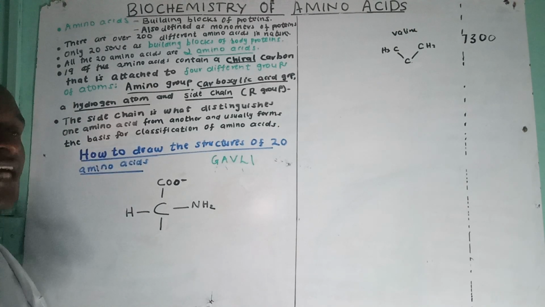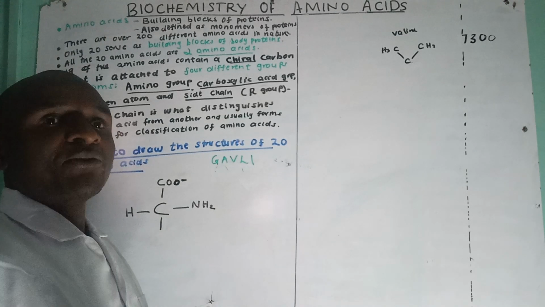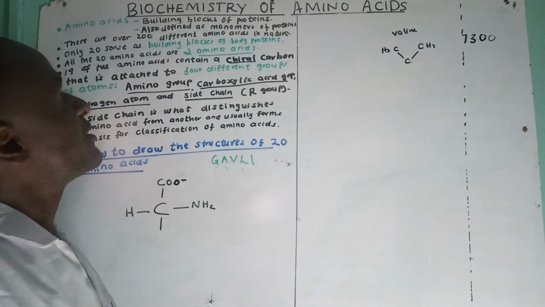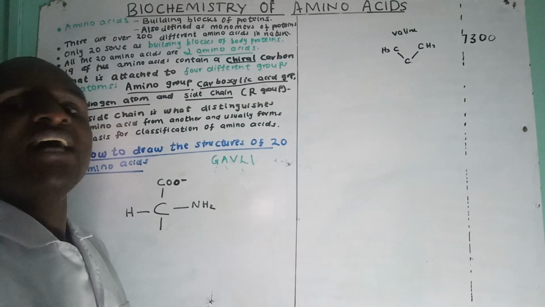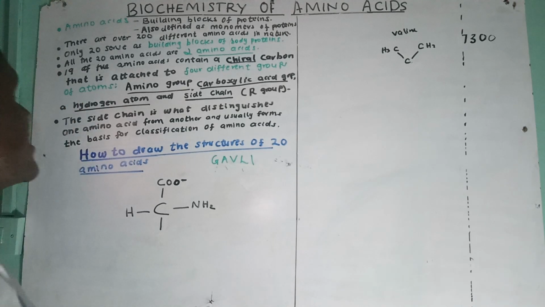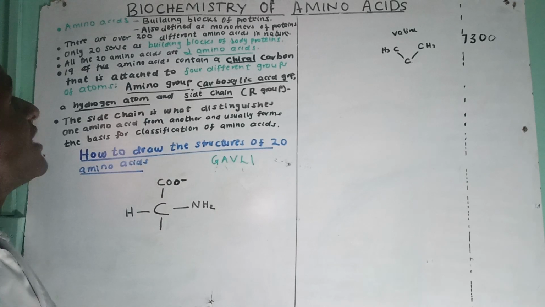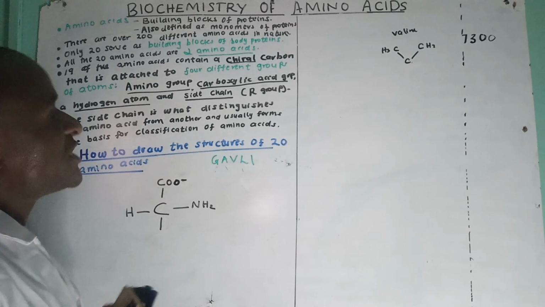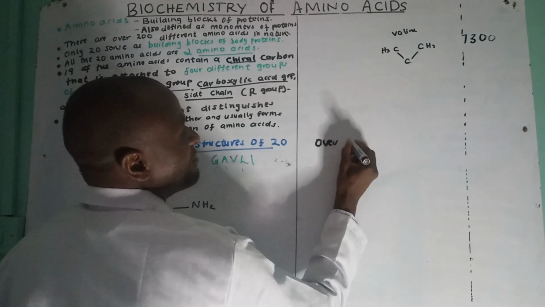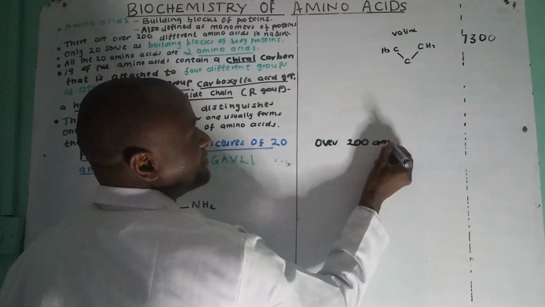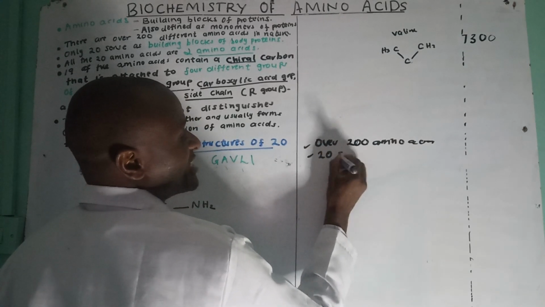So what are amino acids? Amino acids refers to the building blocks of proteins. Do you remember the word monomers and polymers? Yes, so amino acids are monomers of proteins. There are over 200 amino acids in nature, but only 20 serve as building blocks.